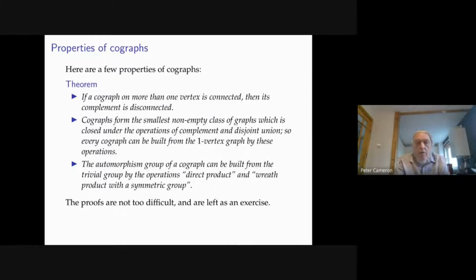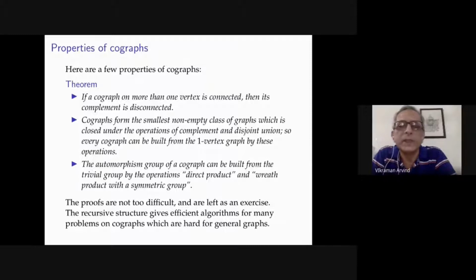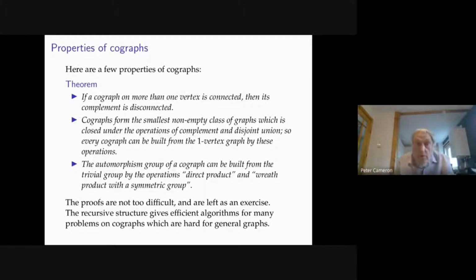As I said, I'll leave the proofs as an exercise, but this gives us a beautiful recursive structure to cographs because they build up from the one vertex graph by these operations. That's exactly what automorphism groups of trees look like. It is exactly what automorphism groups of trees look like, indeed. Yes. So automorphism groups of trees are easy to deal with in the same way. So cographs and trees are completely different classes, but they both have this property that the automorphism group can be built in this way. Yes, thank you.